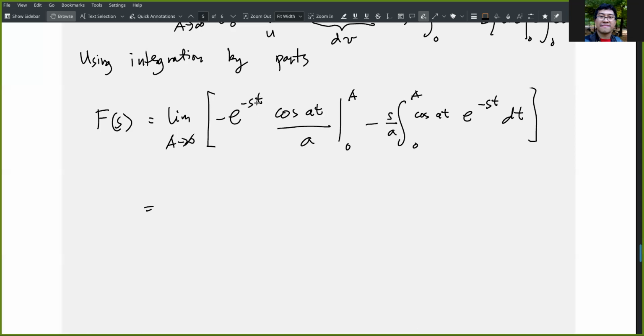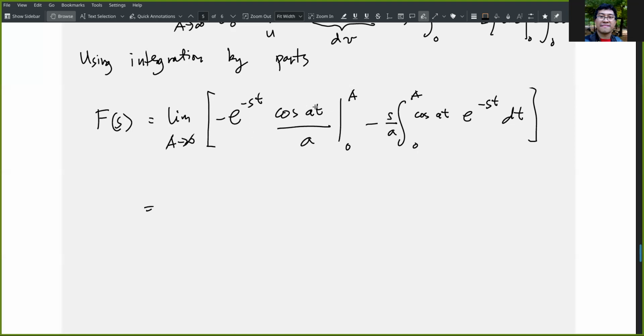In the case where t approaches infinity, this term here would go to 0, so it becomes 1 over e to the st. T goes to infinity, so this is 0. This one is a finite number divided by a, so that's 0.